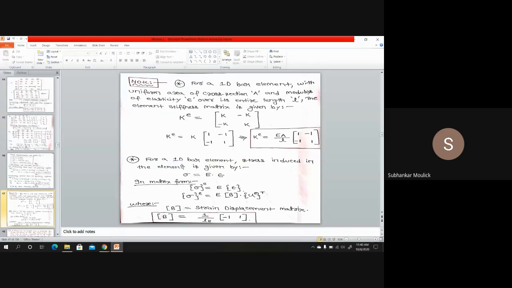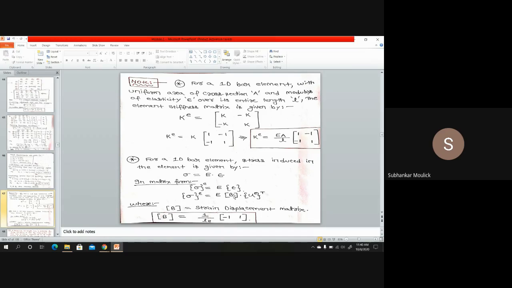And if we want to evaluate the stress present in the element, how can we find it out? We know Hooke's law: within the elastic limit, stress is directly proportional to strain. That is, stress is equal to modulus of elasticity into strain. So the stress for a particular element is given by E into the strain, which in FEM is given by the B matrix into the transpose of the displacement vector.